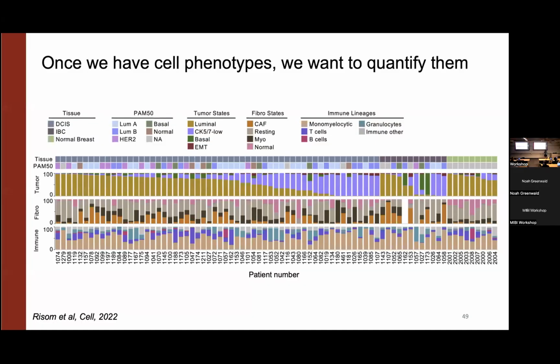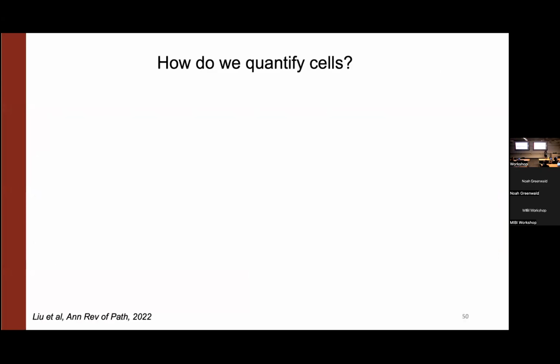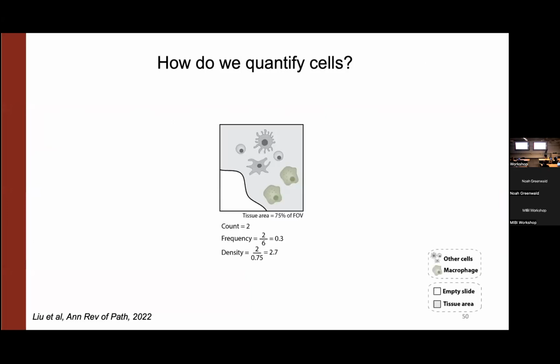So once we have our cell phenotypes, oftentimes a very simple thing to do is to simply count how many of each cell you have in each image. So here, for instance, each column is a different patient, and these are the different cell types that we're counting in our images. Okay, so how do we do this? This seems like a very easy thing to do, but I think there's a lot of nuance to this question that maybe some people don't think about when they're doing this. So this is just a very small schematic example of this.